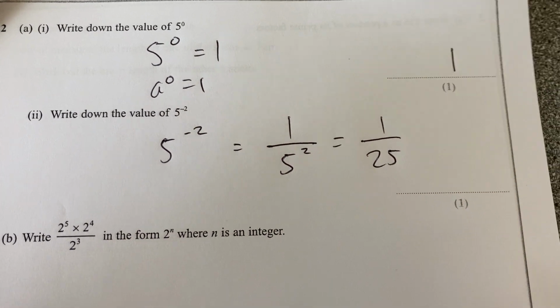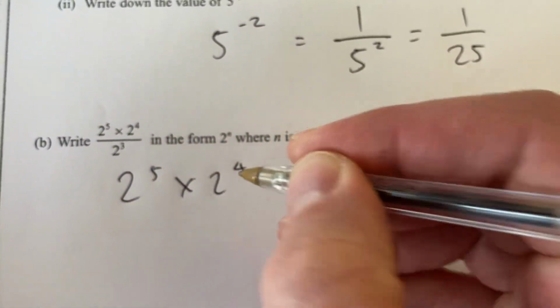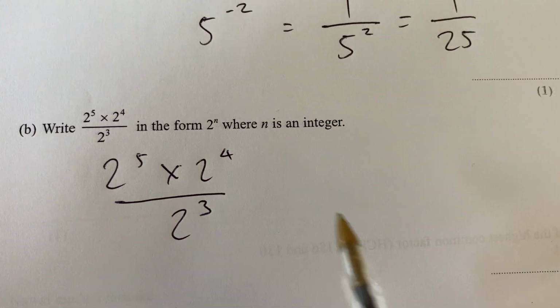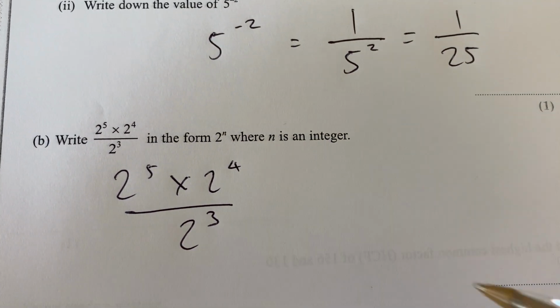1 over 25. Now we have 2 to the 5 times 2 to the 4 all over 2 cubed, and we want to simplify that so it becomes 2 to the n, with n being an integer.